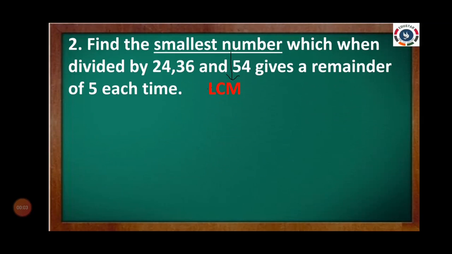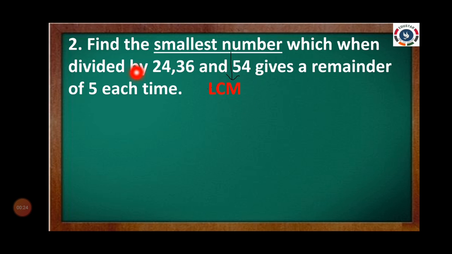Number 2, find the smallest number which when divided by 24, 36 and 54 gives a remainder of 5 each time. Here the smallest number means LCM. What do you want to find? Smallest number, if we find this type of word in the word problem means you want to find LCM.